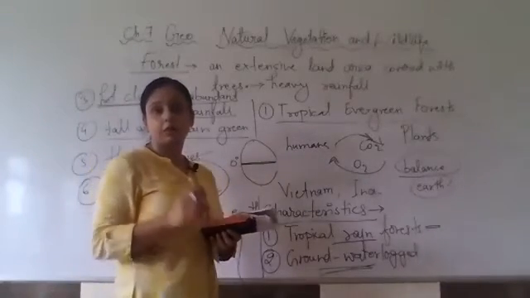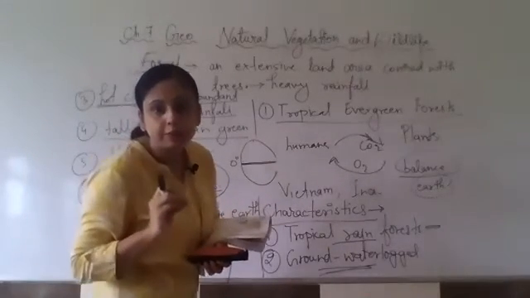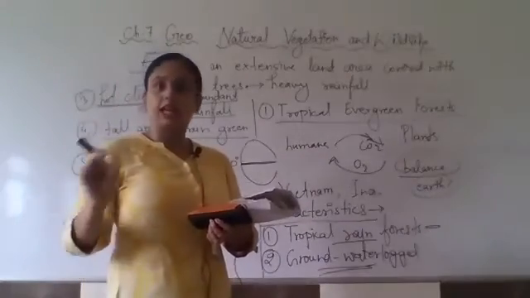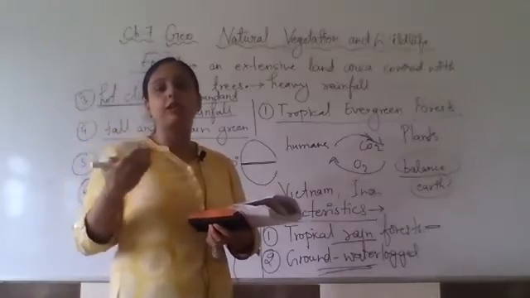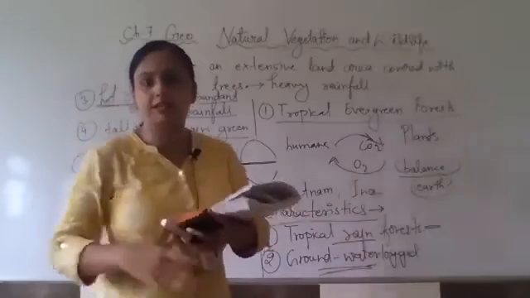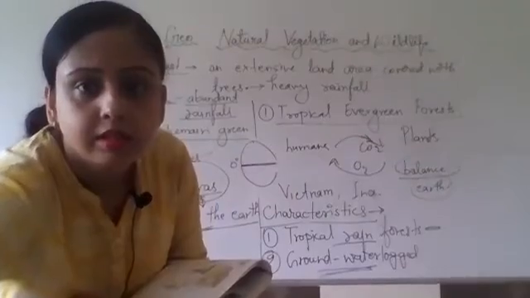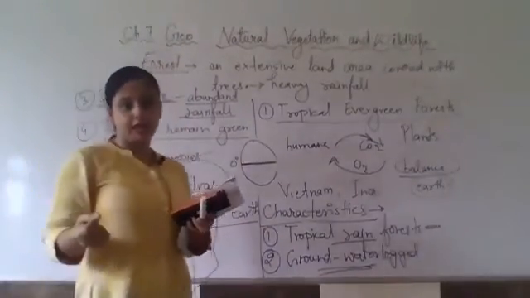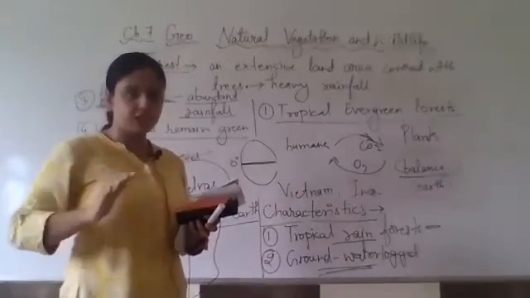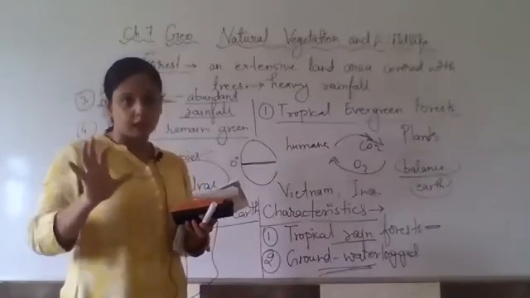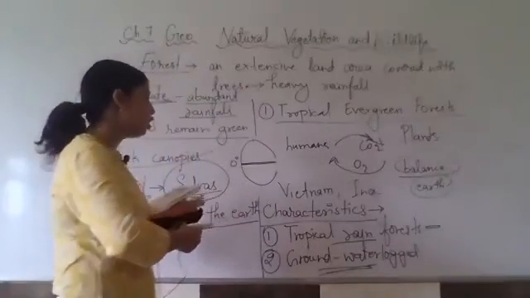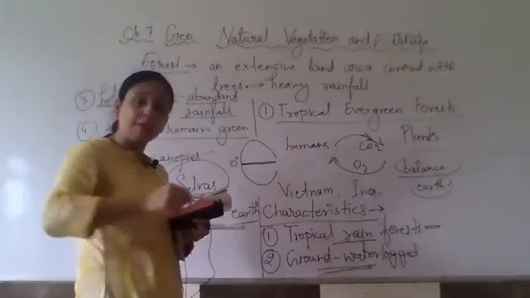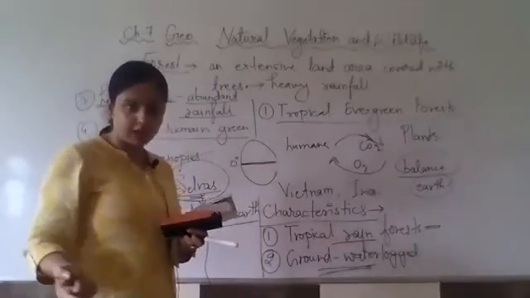So, what I explained till now is that evergreen forests remain evergreen throughout the year. They need a hot climate. They grow near the equator and tropic areas. They need a hot climate, which they get because the equator is the hottest place on the earth. Also, they get abundant rainfall, and because of that they are called tropical rainforest.